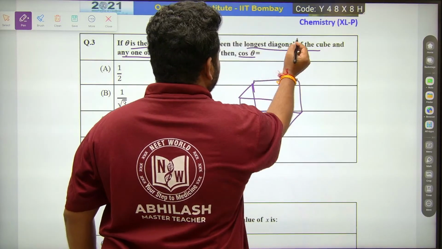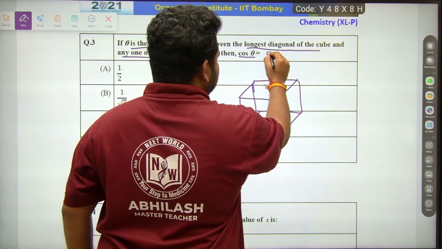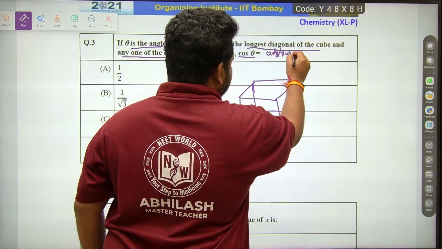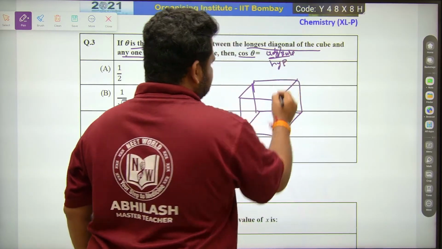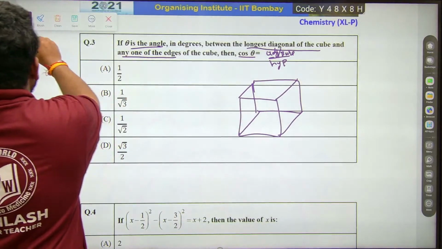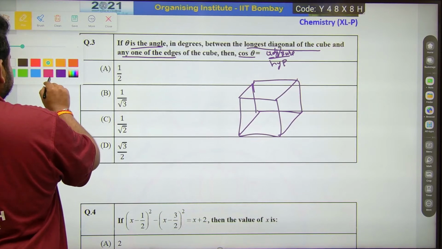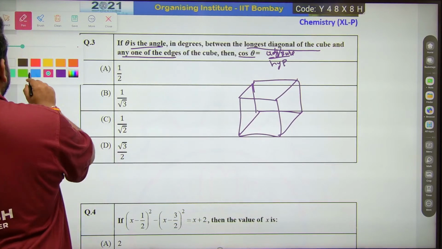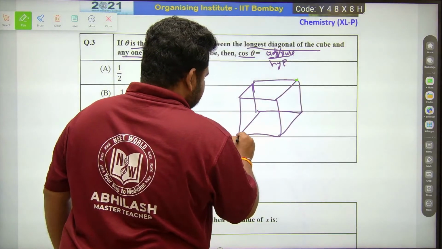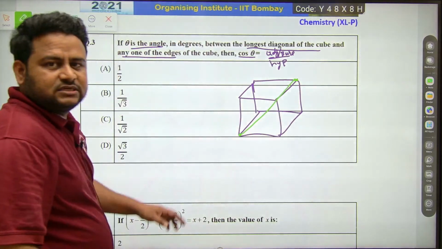Cos theta is what? We know that it is nothing but adjacent side by hypotenuse, or I can say base by hypotenuse. Correct? If I talk about this cube, now see here. The line you draw from this top corner to the bottom corner on the opposite side is called the longest diagonal.